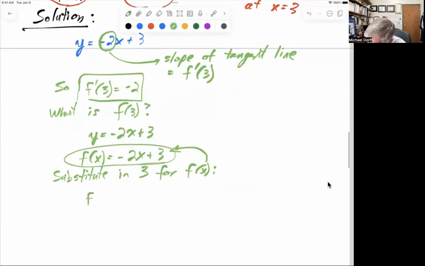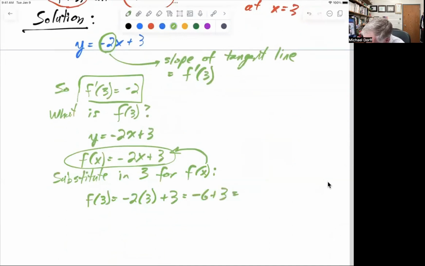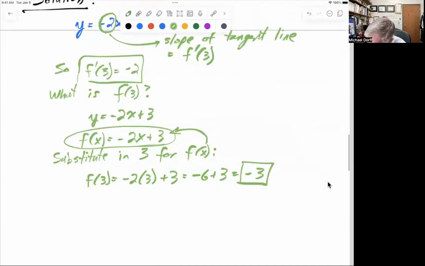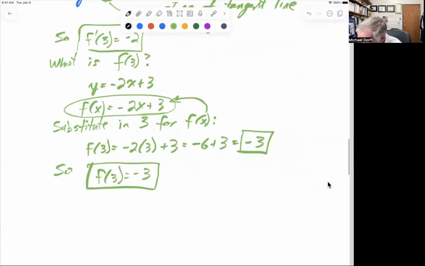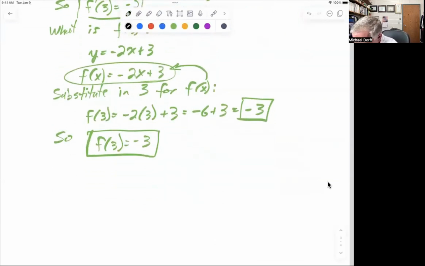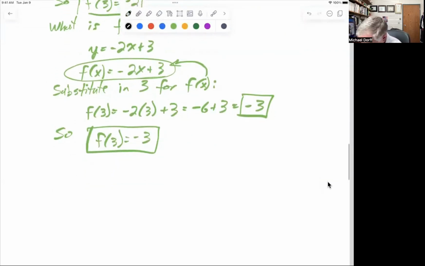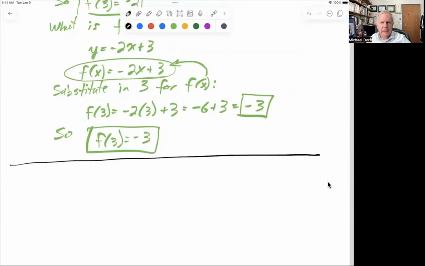So now I'm going to have f of 3 equal negative 2 times 3 plus 3, which is going to be negative 6 plus 3, which is negative 3. So f of 3 is negative 3, like that. Good. All right. Another way to do this is we can think of limits.